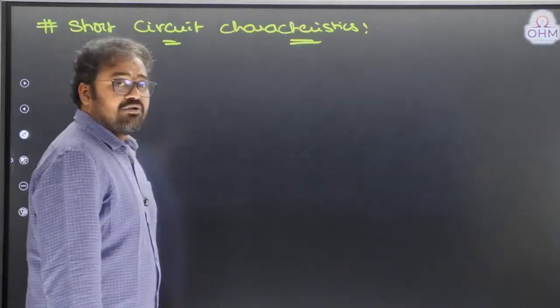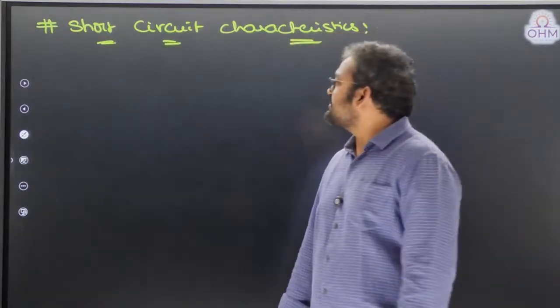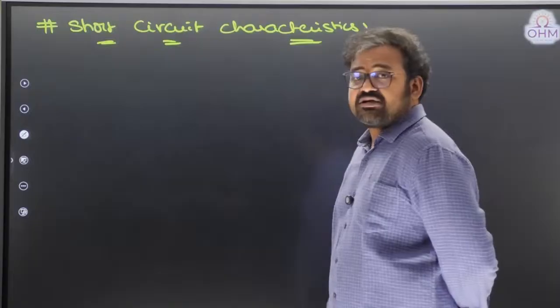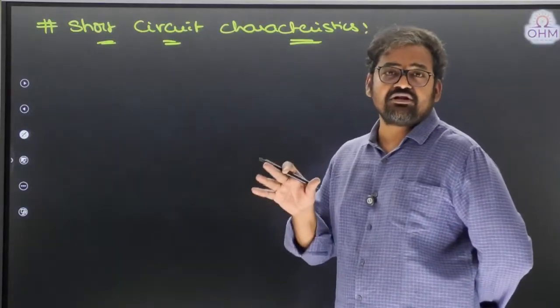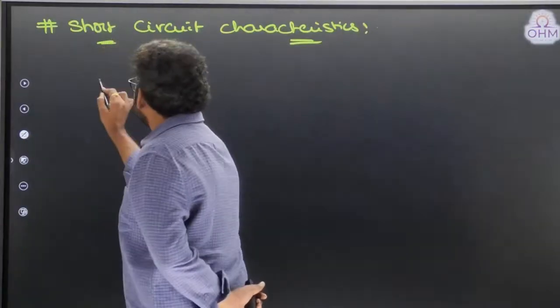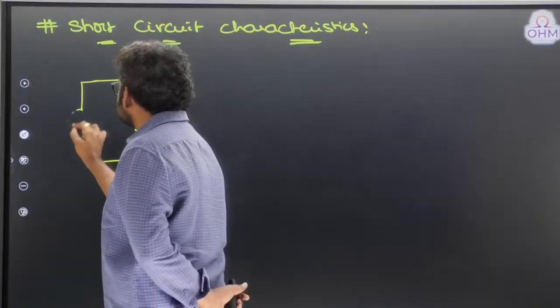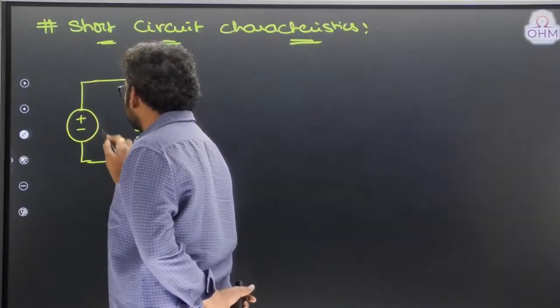All right. Now let us try to understand short circuit characteristics. As the name itself is indicating, we are drawing the curve when the terminals of the alternator are short circuited. Let me draw a simple circuit. Imagine this is the field circuit of the alternator. We are exciting this field winding with DC supply.